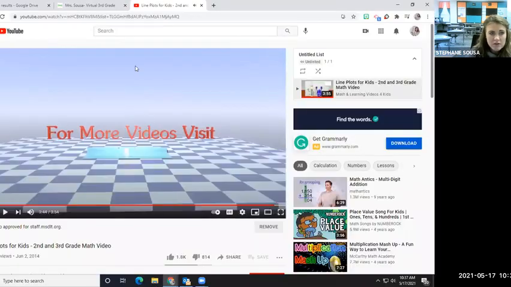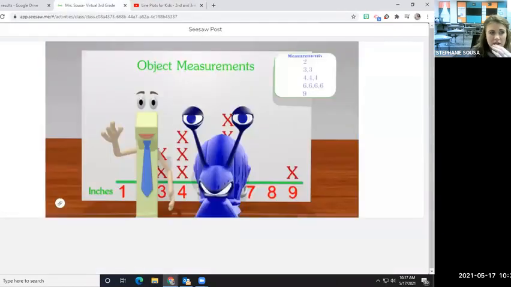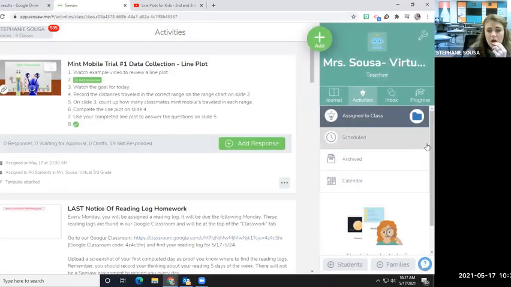All right, so let's take a look at using our line plot data today. On your activities, you have one that is titled Mint Mobile Trial Number 1, Data Collection Line Plot. Go ahead and hop to it.